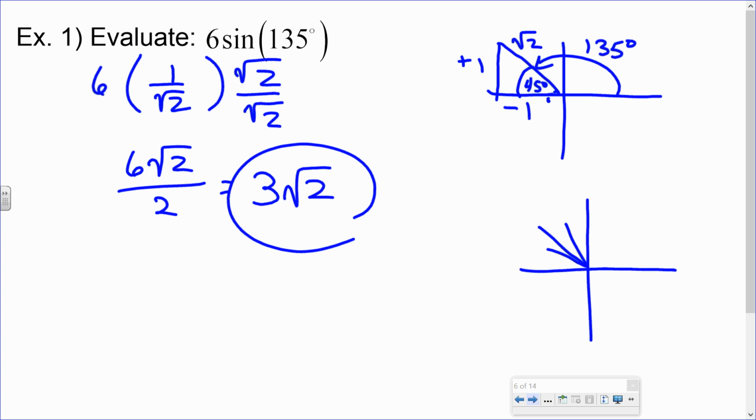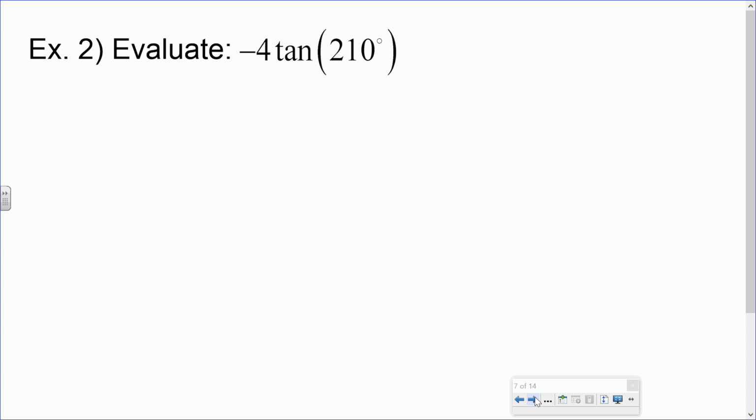Everybody comfortable with that one? Okay, let's try another one then. Oh, well, keep me honest here. I don't know what I did with my paper to verify.